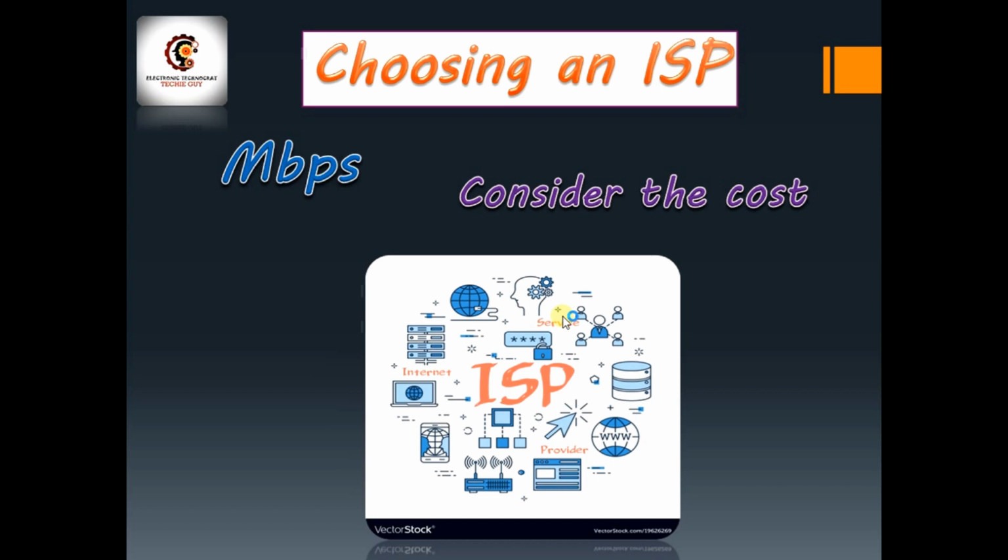Right now, I've got a plan of 50 Mbps. Now that will cost me around 6,000 rupees per year. But if I take more than that, that is 100 Mbps or 1 Gbps, that will cost me around 15,000 to 16,000 rupees per year. Alright? So that is expensive. The more the speed, the more is the cost.